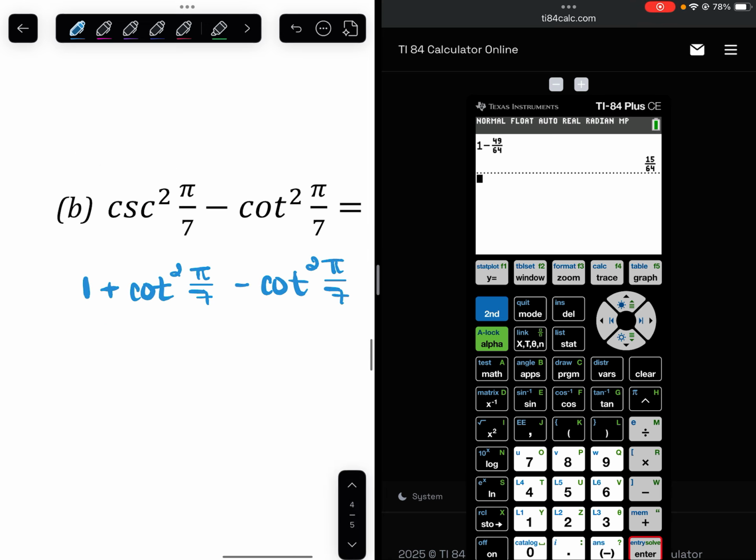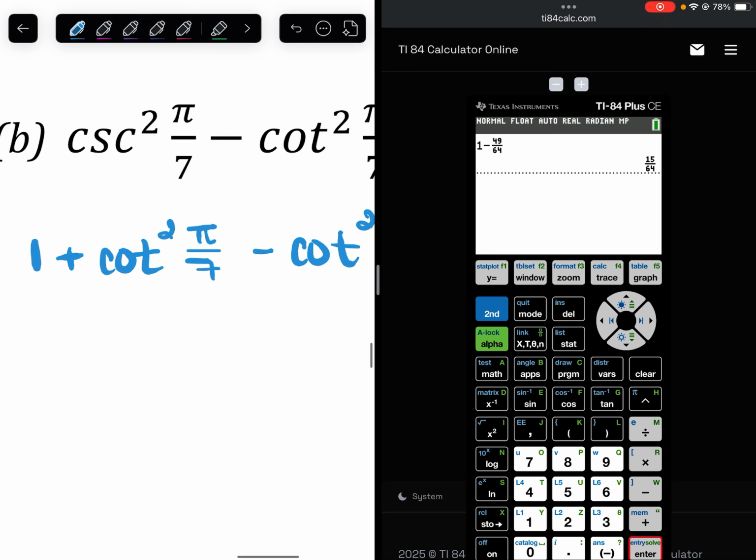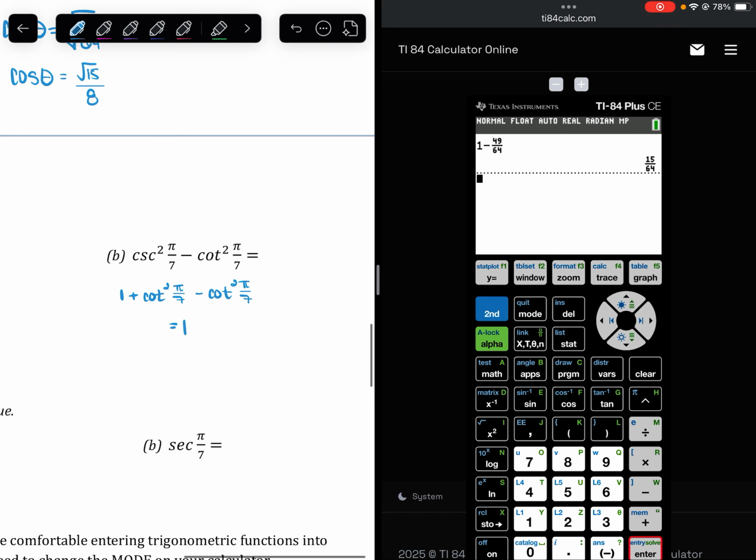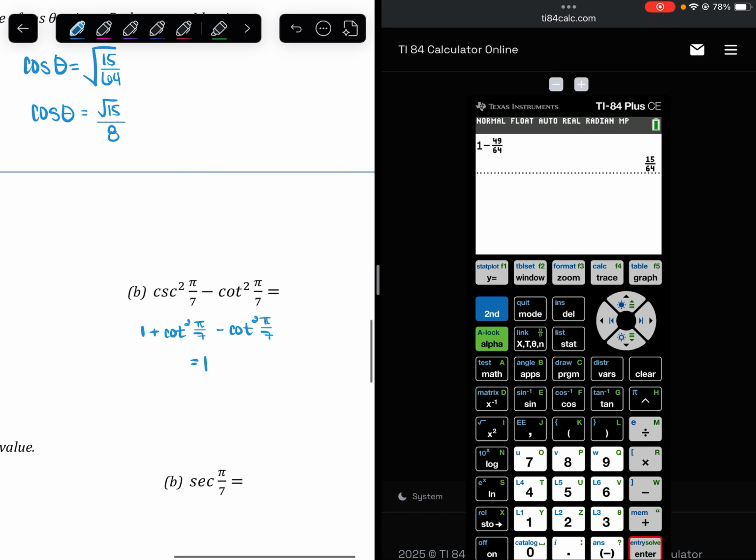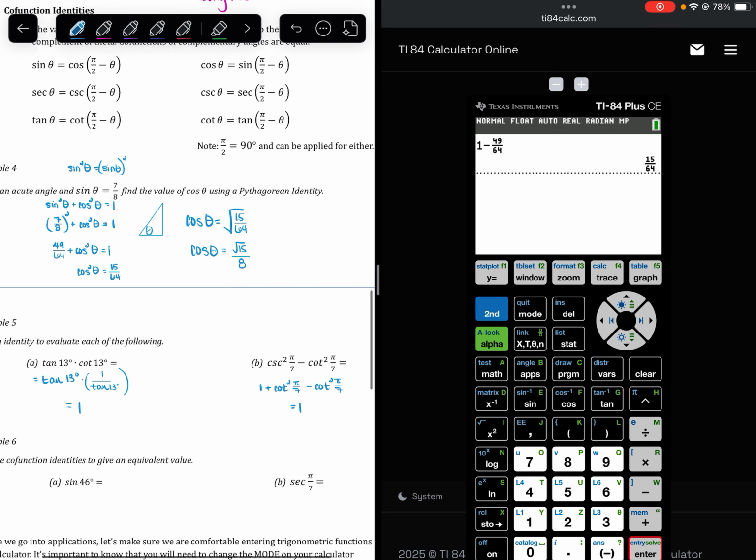Oh, come on, zoom. Cotangent squared minus itself, that's 0. The answer is also 1. So it's just to show you that you can manipulate those identities in any way you like to simplify a problem.